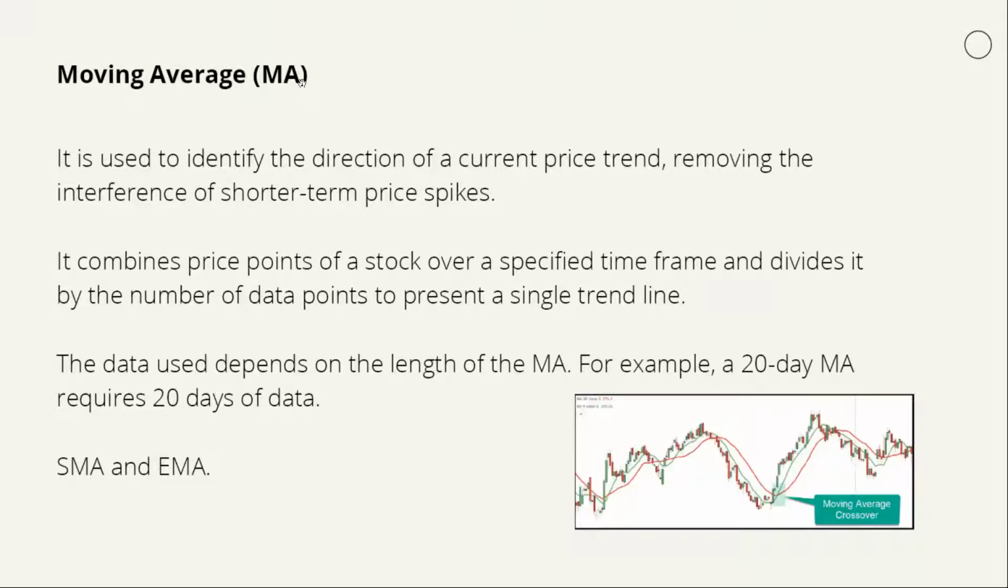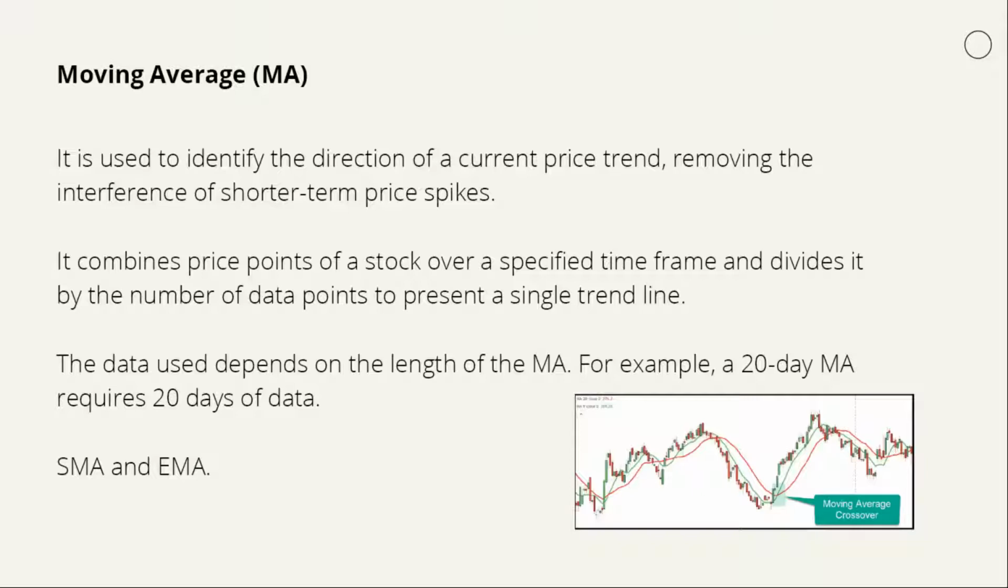It is used to identify the direction of the current market price trend, removing the interference of short-term noise. It combines price points of a stock over a specific time frame and divides it by the number of data points to present a single trend line like this. The data used depends on the length of the moving average. For example, a 20-day moving average requires 20 days of data.